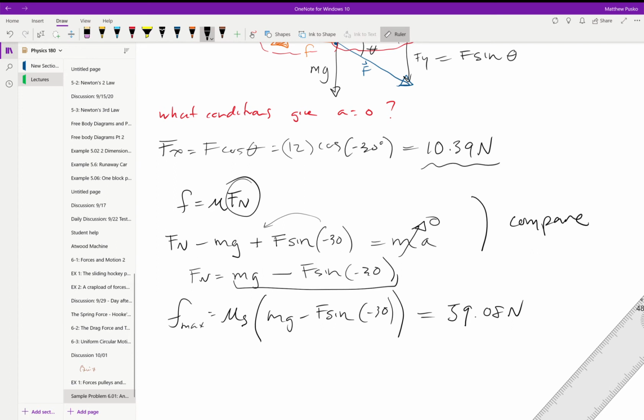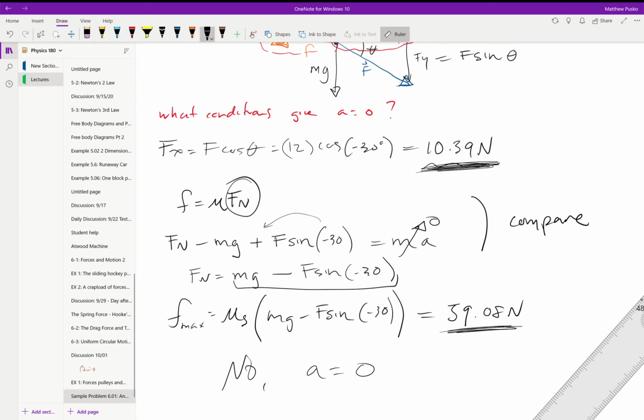The maximum frictional force that can possibly occur is a 59 Newton force, but we're only applying 10 in the x direction. So does it move? No. The acceleration is indeed 0 in this case.